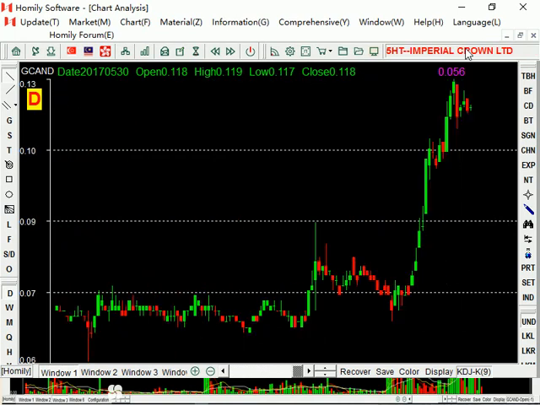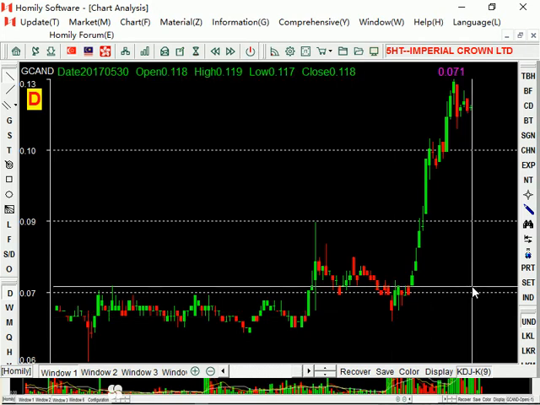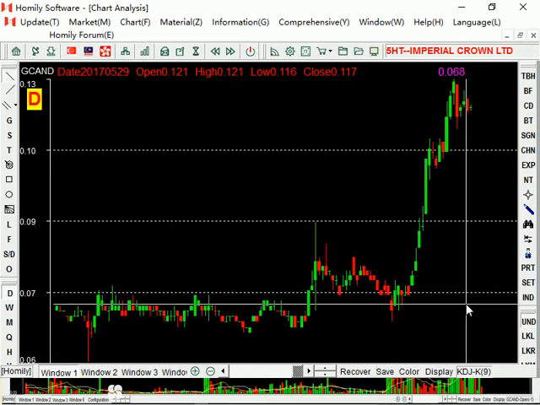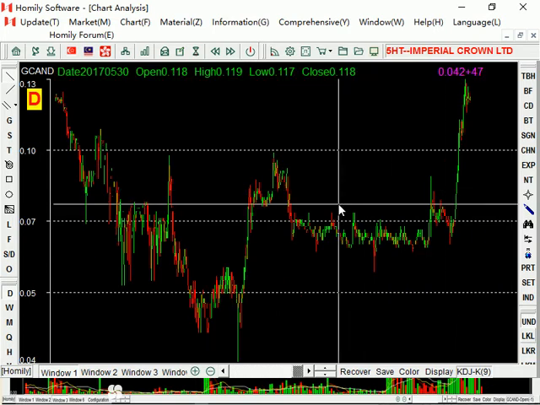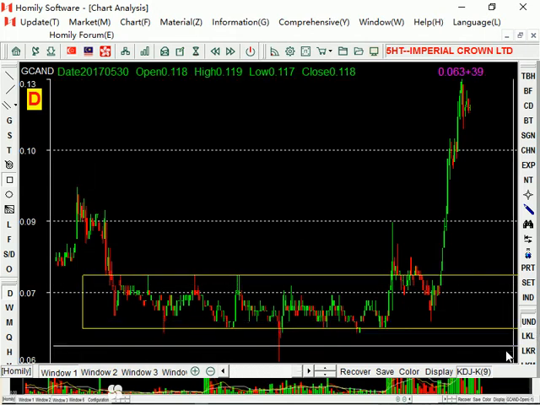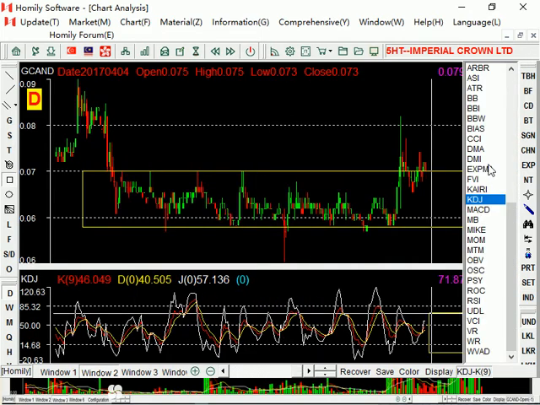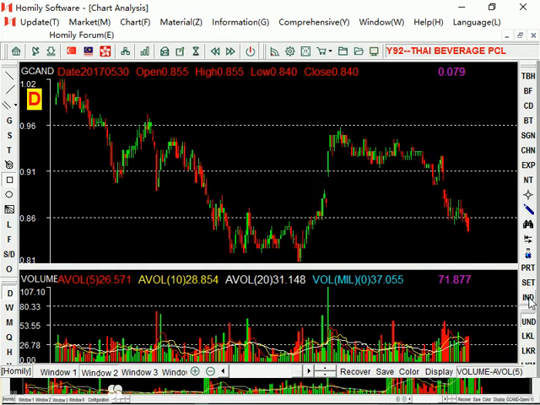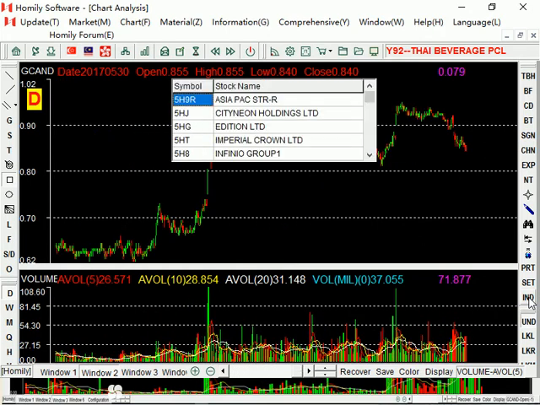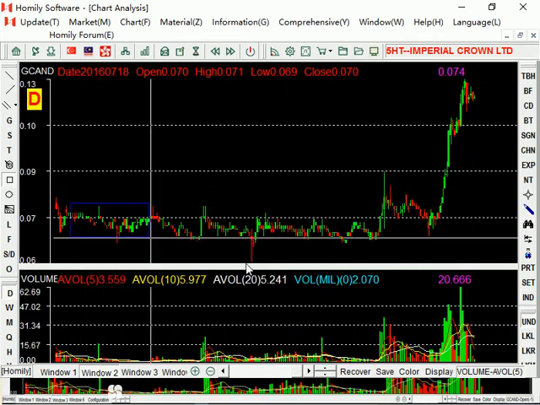Then we can see this stock. Firstly, we can see the starting point and the current price, right here. Then we can see only the last 1 month. So this is the short-term banker, okay? Then we can see this one. This is the box. Then we can draw the box, okay? So for this stock, then we can see this stock. We can draw the box first.